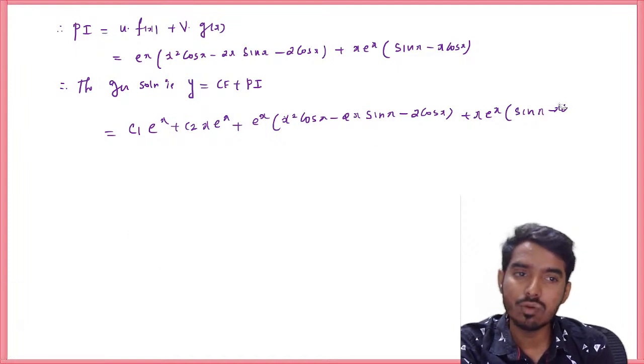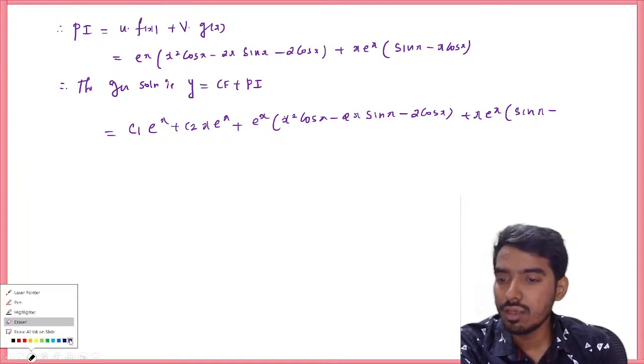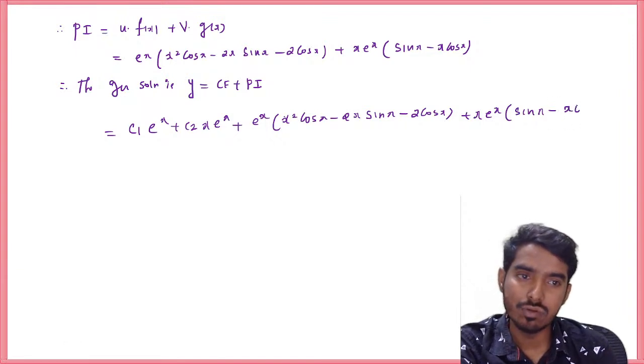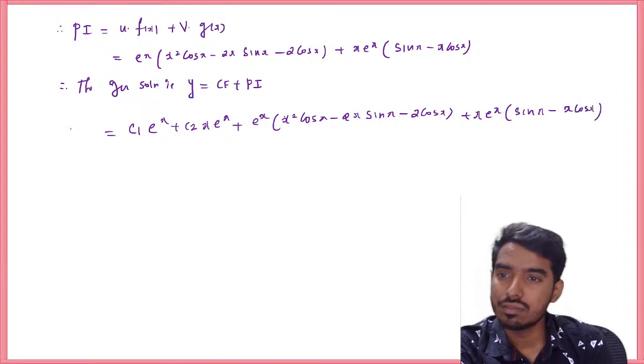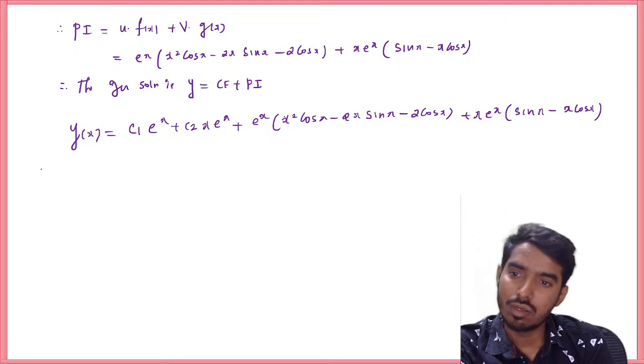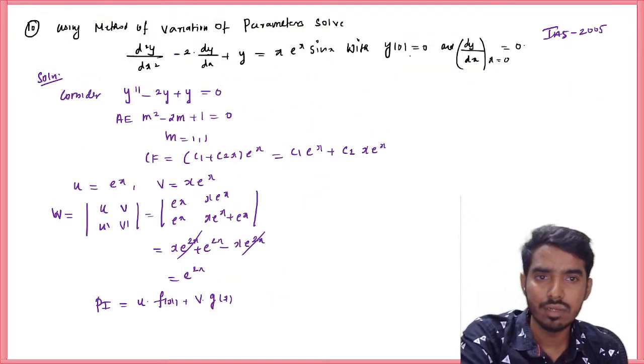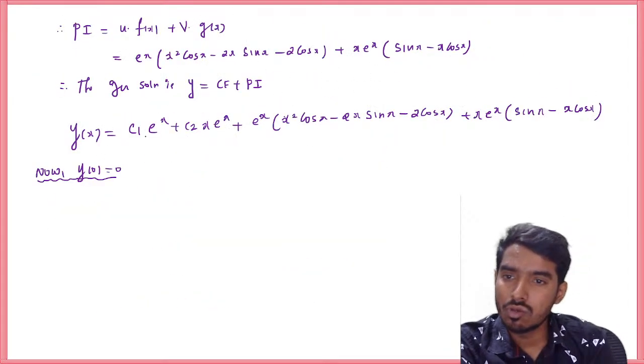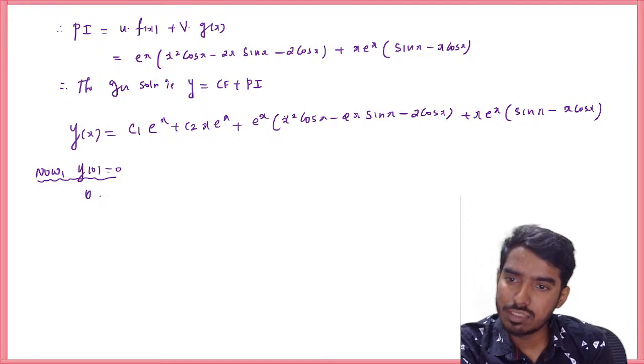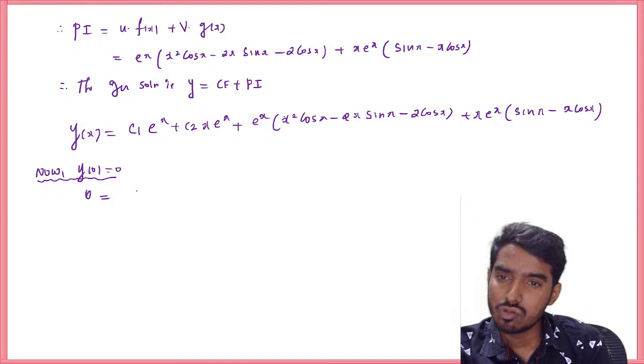See, your problem is not yet over. We have to find the value of the arbitrary constants c1 and c2. Right? This is your solution y of x. Now it is given that y of 0 is 0. Right? So if we put x equal to 0, we will have 0 is equal to c1 e power 0, which is 1. This will be 0, right? It will be 0.